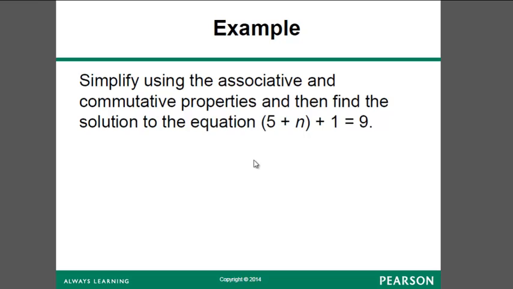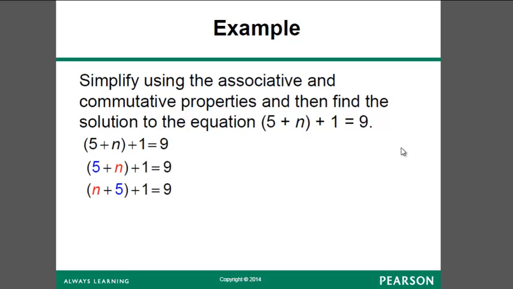This is one that gets more difficult. I don't really know how to look at this at first. 5 plus n, plus 1, equals 9? I'm not real sure what that means. So let's do some reworking a little bit. Let's first use the commutative property. Change the order inside the parentheses. Rewrite that 5 plus n as n plus 5. This is going to help me simplify it a little bit.